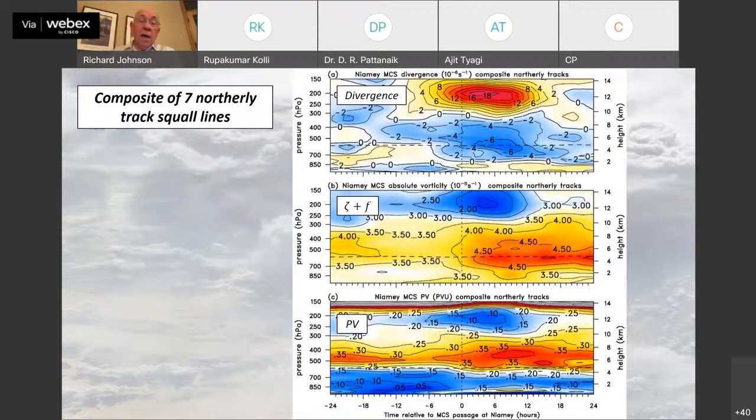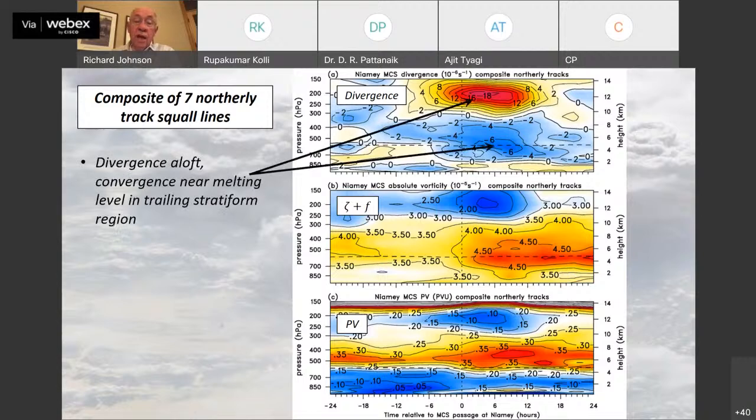So out of those 12, we looked at the 7 northerly track squall lines, of those that track just south of the African easterly jet, which resides around 15 north. So on the cyclonic shear side of that jet, we've taken the 7 northerly track squall lines, the strongest, and put them together in this composite. So if you go to next, these are total fields now.